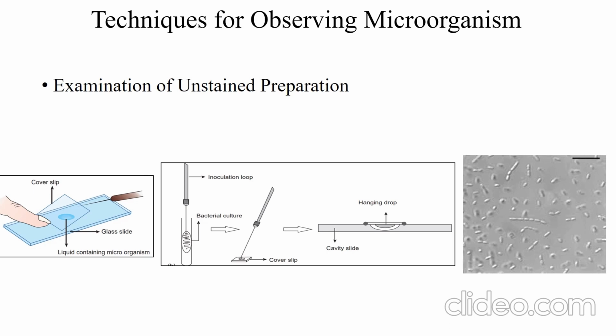So when we see both the smears under the microscope, it will show you the morphology, like whether it is a bacilli or a cocci, and it will also show you the motility of the bacteria.